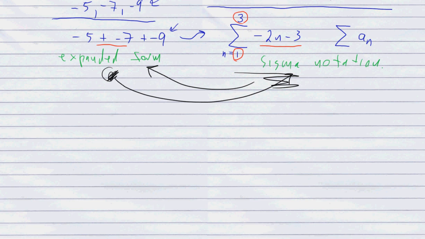So here's an example. We're given this series in sigma notation, k equal to 1 up to n, and this is 2k plus 1. Okay, and then what you're supposed to do is, this is the sigma notation.